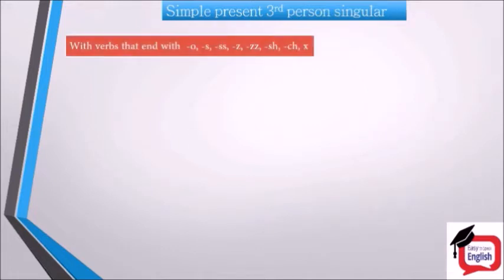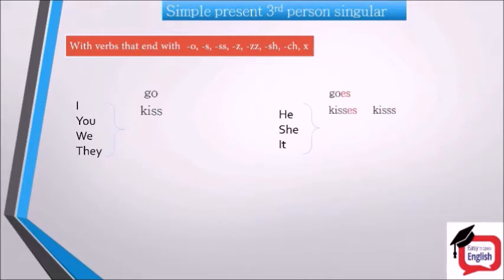Now, if the verbs end with one of these letters, O, S, double S, Z, double Z, S and H, C and H, or X, we don't just add an S. Let's see. If I have for I, you, we, they, go, for he, she, it, I will say goes. So I add an ES. Kiss. Now, I can't add another S and make it triple S here. I need a vowel, so it is easy to pronounce. I make it kisses and not triple S like this. This is wrong.